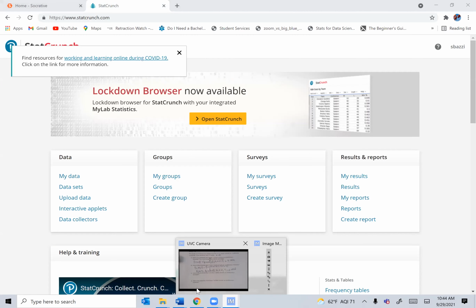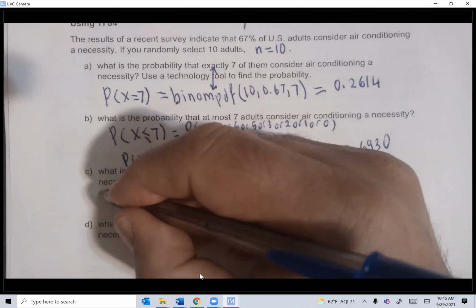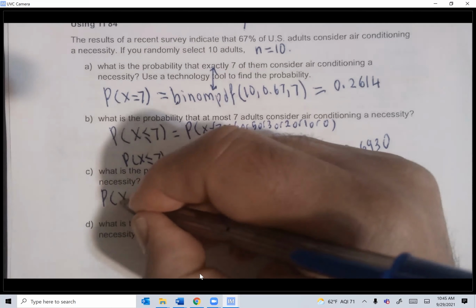Okay, I'm just going to go to my screen and go to part C. What's the probability that more than 7 adults consider air conditioning a necessity? How would you do it? More than 7, guys, means this. That's more than 7.